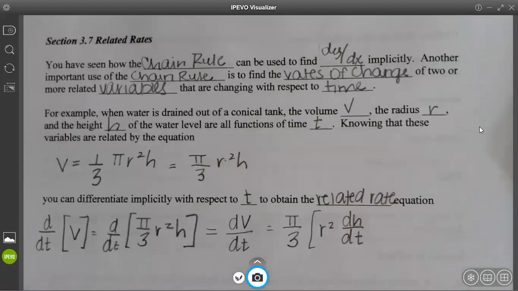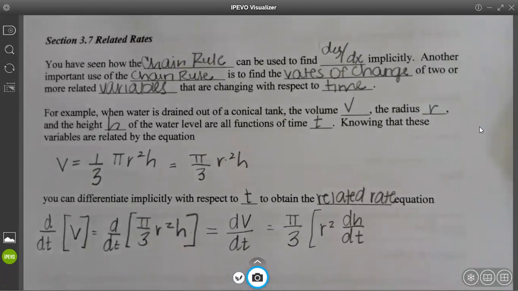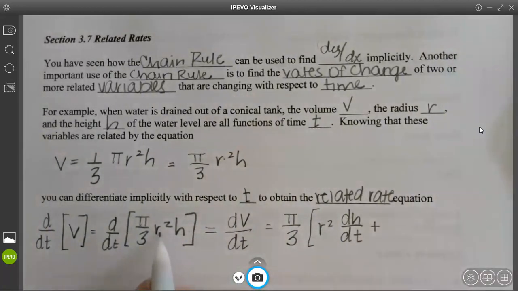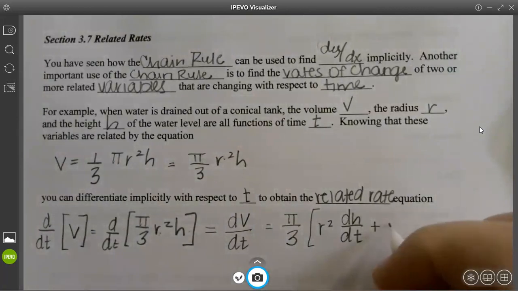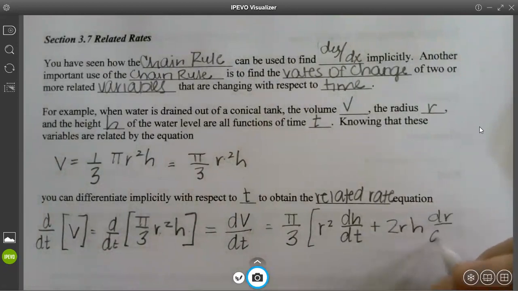All right, guys. So we're going to find the derivative. Again, we had to use product rule. So we left r squared. We took the derivative of h, which is 1, but we have to take it with respect to time. So we write dh over dt. We're going to do plus the rest of the product rule. Take the derivative of r squared, which is 2r. We multiply it by that h, and we took the derivative of r with respect to time.